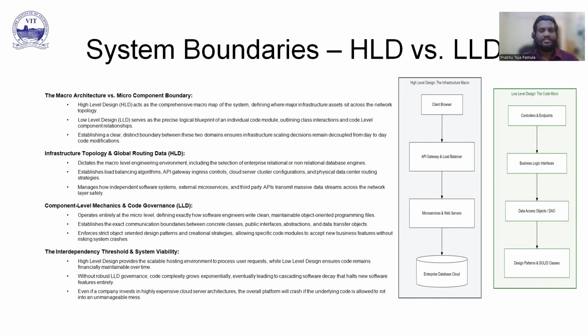Manages how independent software systems, external microservices, and third party APIs transmit massive data streams across the network layers safely. Component level mechanics and code governance: LLD operates entirely at the micro level, defining exactly how engineers write clean, maintainable, object-oriented programming files. It establishes the exact communication boundaries between concrete classes, public interfaces, abstractions, and data transfer objects, and enforces strict object-oriented design patterns and creational strategies, allowing specific code modules to accept new business features without risking system crashes.